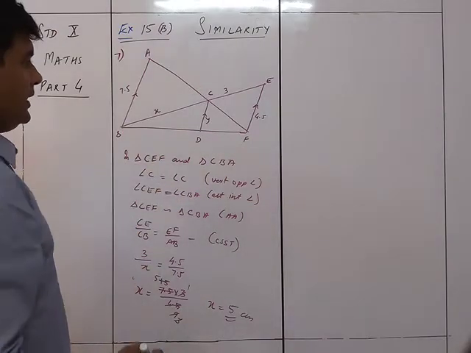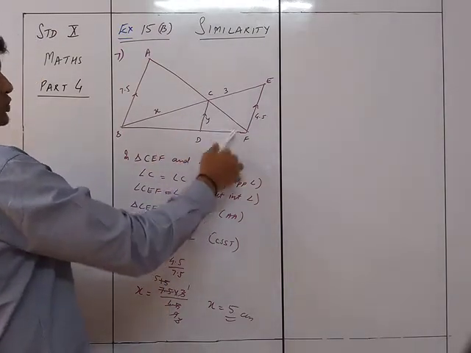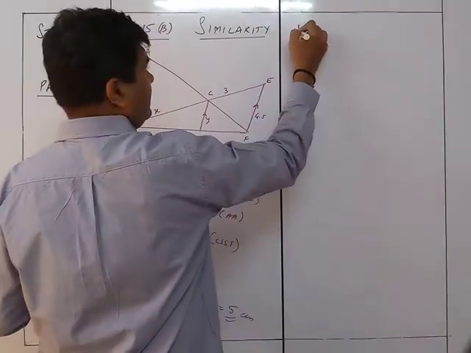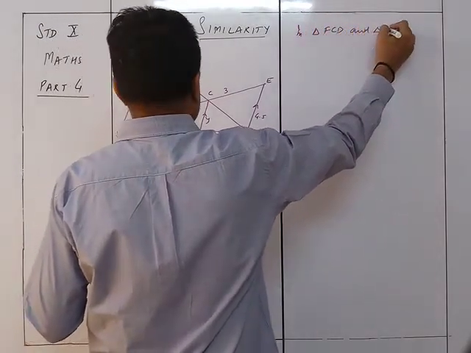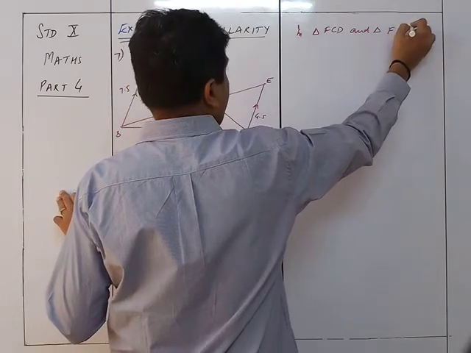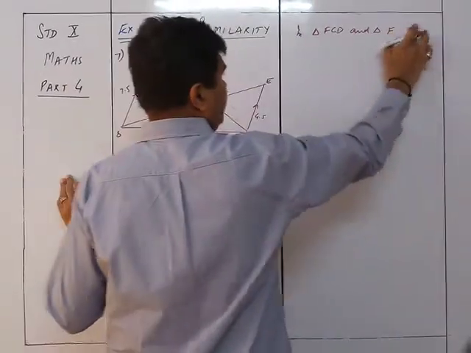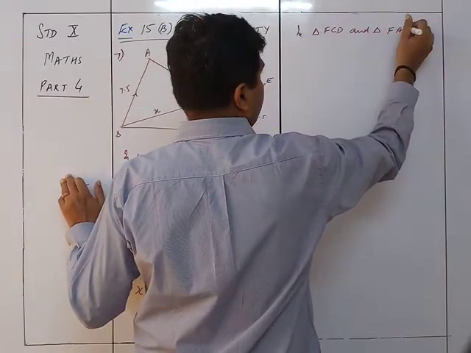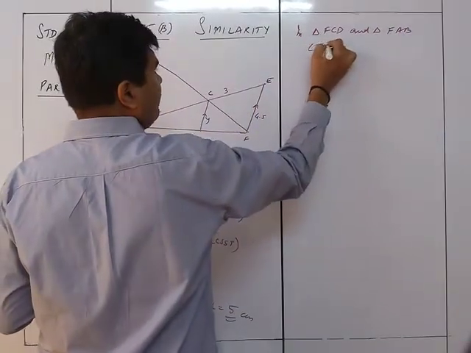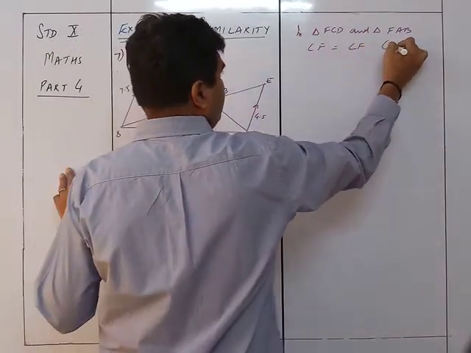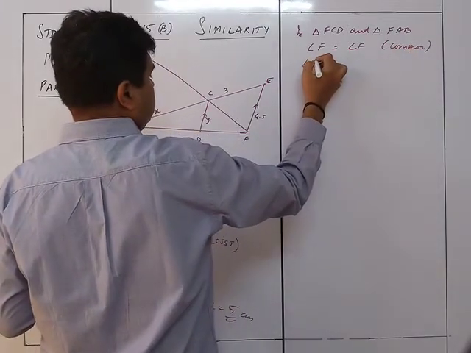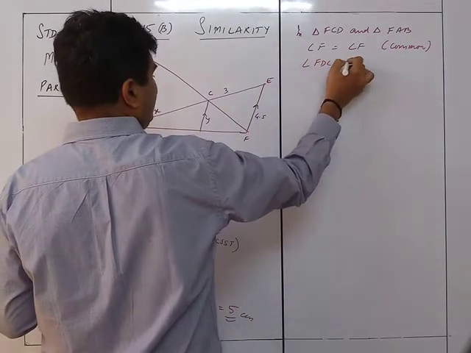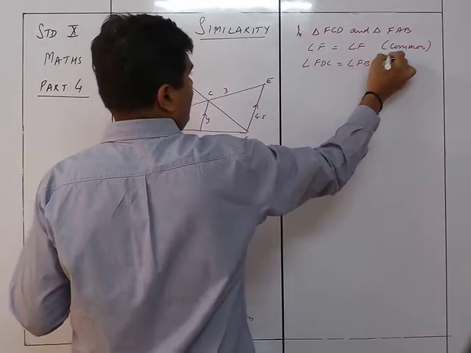Now I take y. y is this one. So we take these two triangles. In triangle FCD and triangle FAB, angle F is equal to angle F, common, and angle FDC is equal to angle FBA, corresponding.